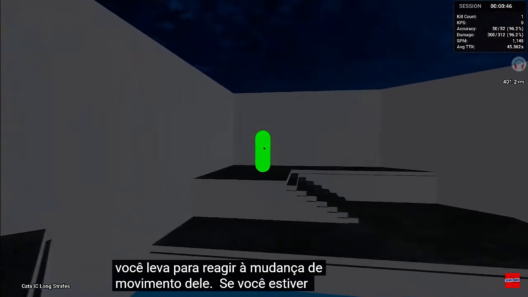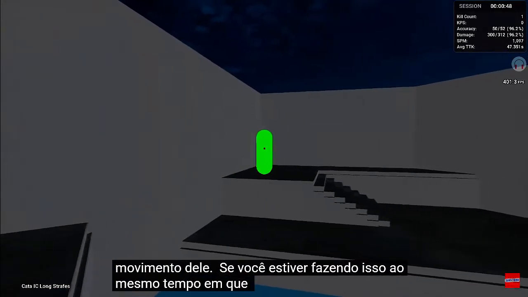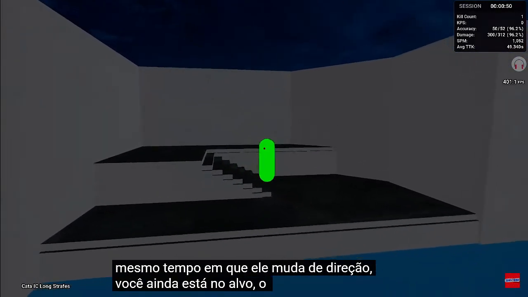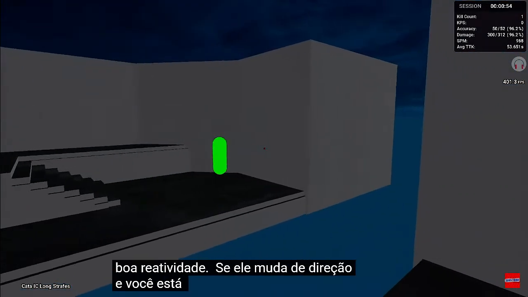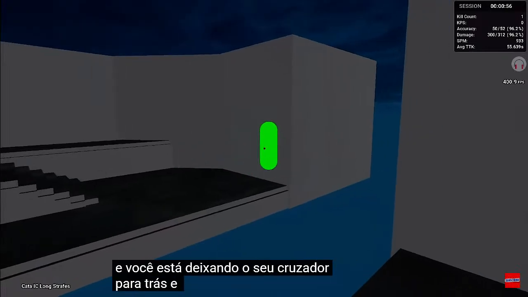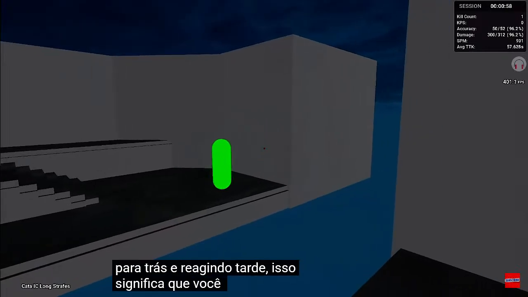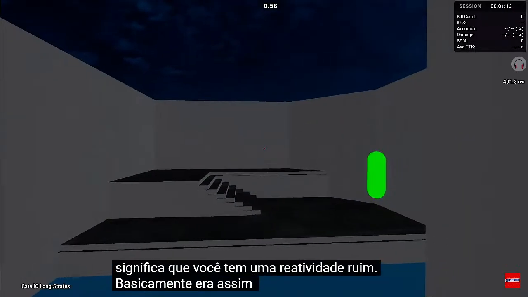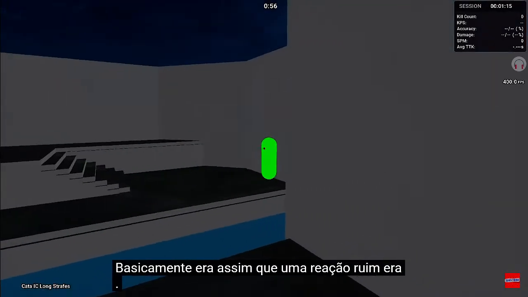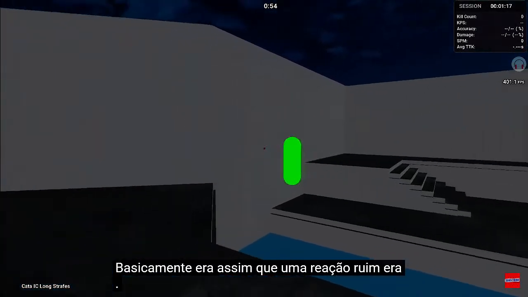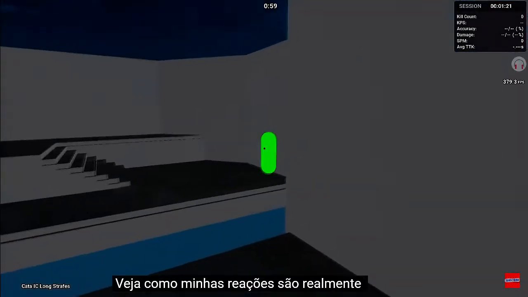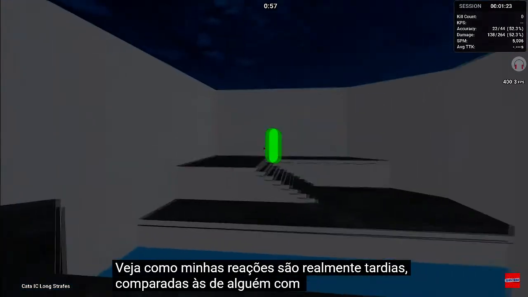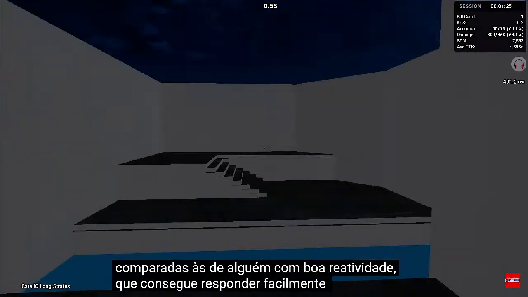If you're doing it sort of at the same time as he changes direction, you're still on target, means you have good reactive. If he changes direction and you're sort of leaving your crosshair behind and then reacting late, that means you have poor reactive. This is what poor reactive will essentially look like. See how my reactions are really late compared to someone with good reactive who can just respond to those changes in movement.